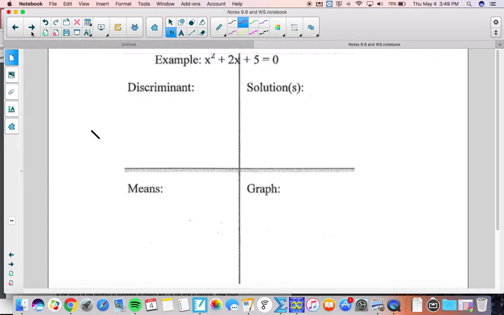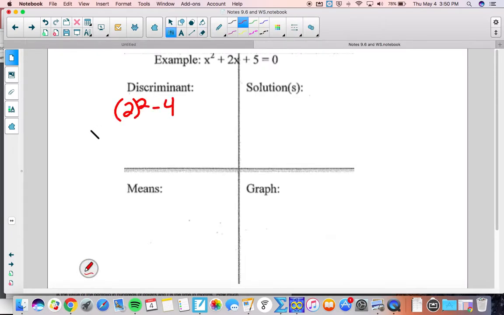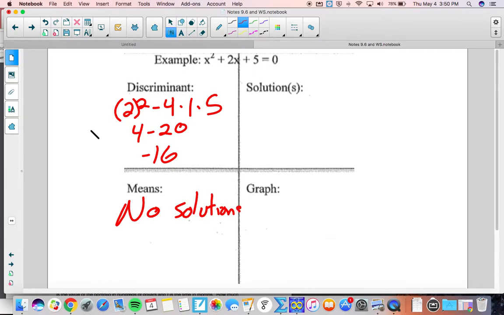Last idea, folks. Let's do the discriminant. So we got b squared, so 2 squared minus 4 times 1 times 5. Oh boy, we get 4 minus 20, which is negative 16. So that means there are no solutions. And we can't calculate them. And the graph of this would look something like this. With a y-intercept of 5. And a vertex somewhere down there.